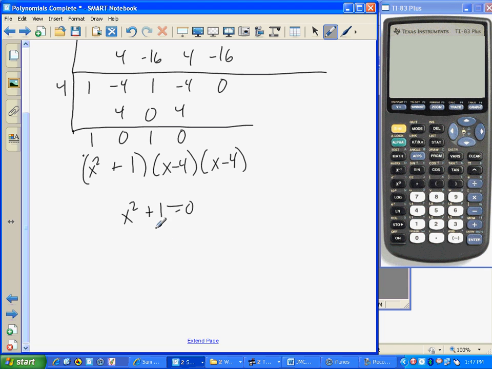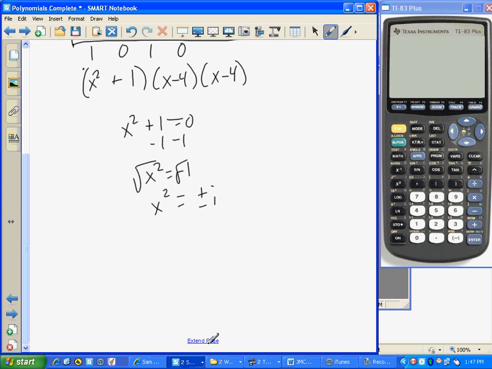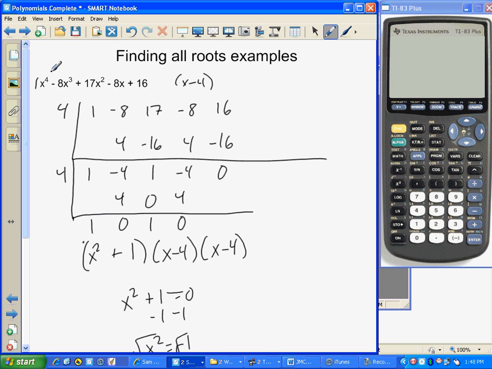So I can just subtract 1. x squared equals -1. I can square root. Okay, so I get x equals plus or minus i. So my 4 roots would be 4, and that counts for 2 of them. That's a double root. So 4, 4, i, and -i. Those are my 4 roots, which is how many I should have since I've got a 4th degree polynomial.